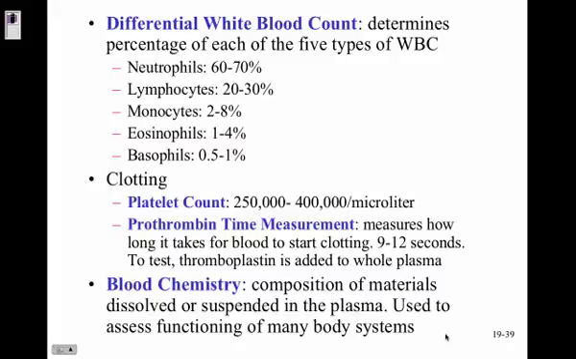A differential white blood count determines the percentage of the 5 types of white blood cells. It gives us our normal range for each of those. You can do clotting tests. You can do a platelet count, where they measure the amount of platelets you have per microliter of blood. Or you can do a prothrombin time measurement, which measures how long it takes for the blood to start clotting. It should take 9 to 12 seconds. And you can test it by adding thromboplastin to the plasma.